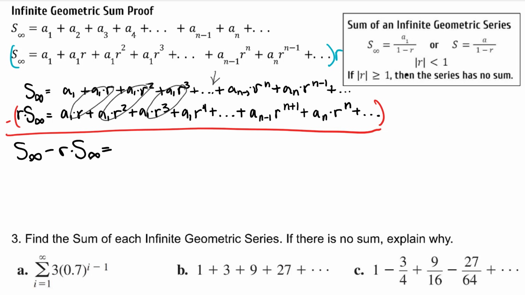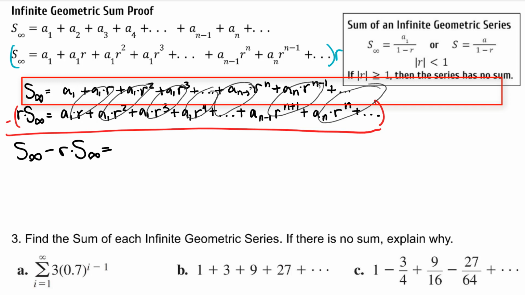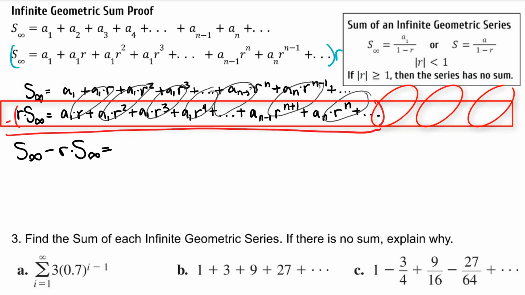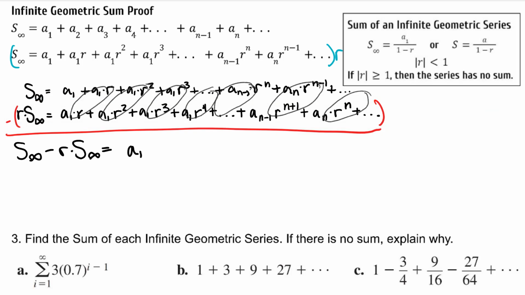It's not shown here, but I know that a sub 1 times r to the 4th is in between this plus ... The a sub n minus 1 times r to the n is between this plus ... And you may think we still have this term at the end, but no, these are infinite series. So the infinite number of terms here will eliminate to 0 with the infinite amount of terms here, which leaves us a sub 1. Factor out s sub infinity, or the infinite sum, and solve for s sub infinity.